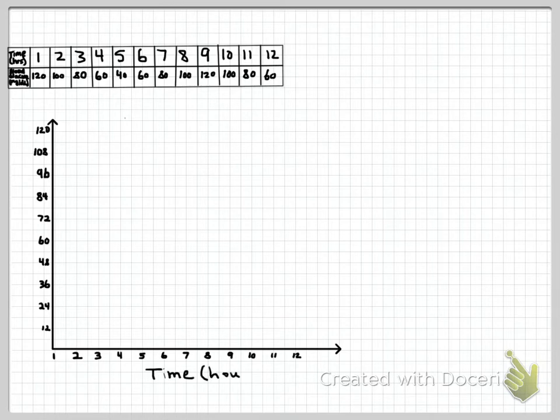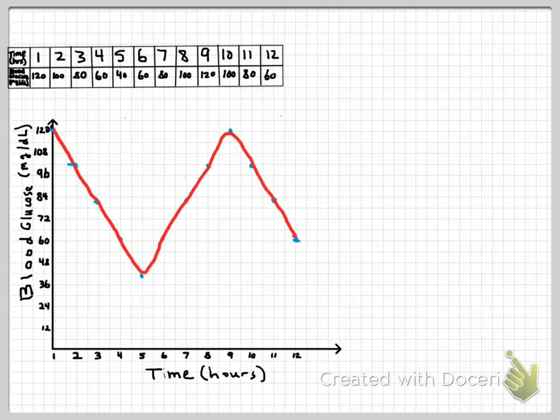Let's throw up our labels and our units. Don't forget to do that when you're graphing. Then we'll start plotting our points. There's our first point: at 1 hour, we had a blood glucose level of 120 milligrams per deciliter, and then we dropped down to 100 in the second hour. We'll go ahead and plot out the rest of those points, and then we can connect them. Then what we want to do is establish our set point.